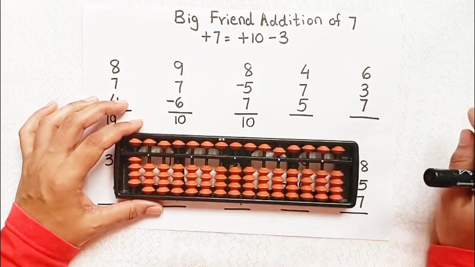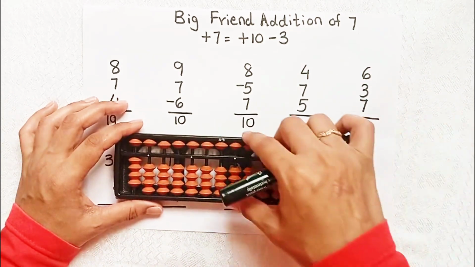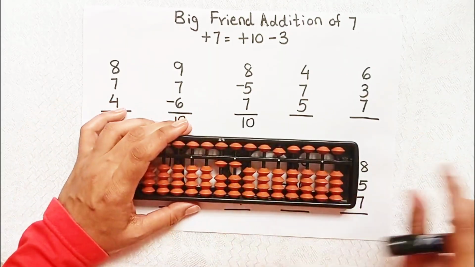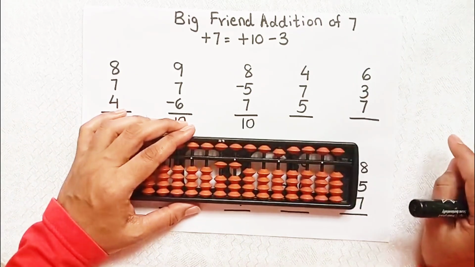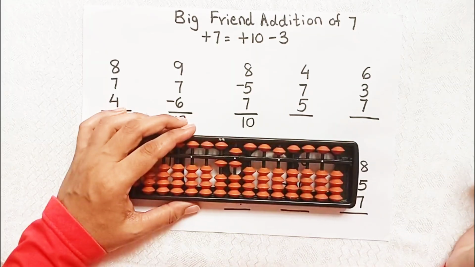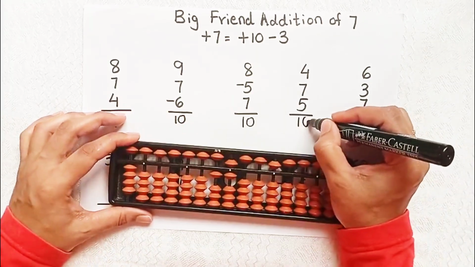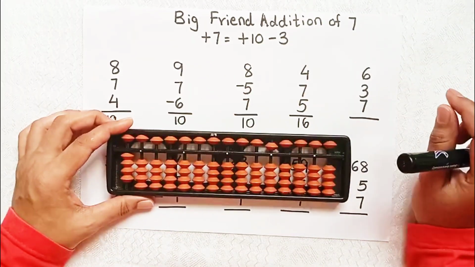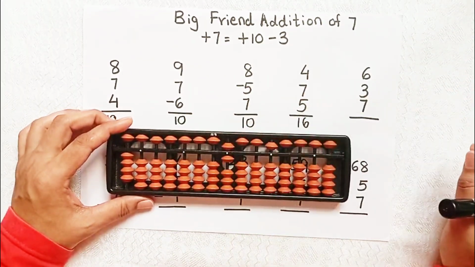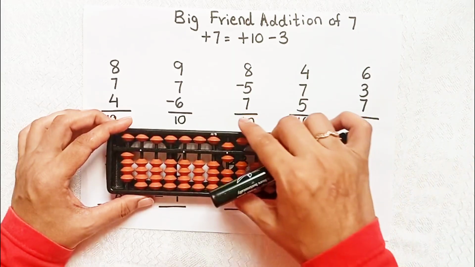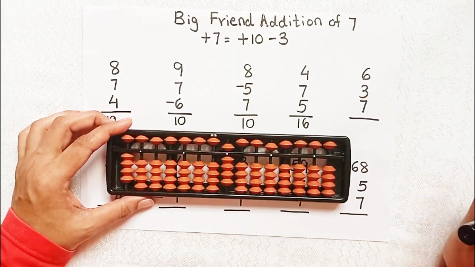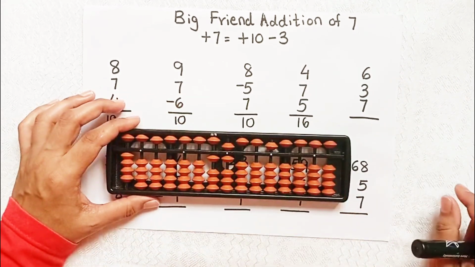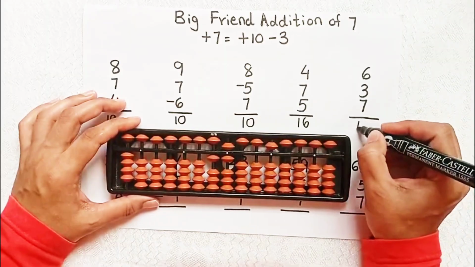Next one. 4 add 7. Add 10 less 3. Then add 5. My answer is 16. Next one. 6 add 3. Add 7. Add 7 again. Add 10 less 3. My answer is 16.